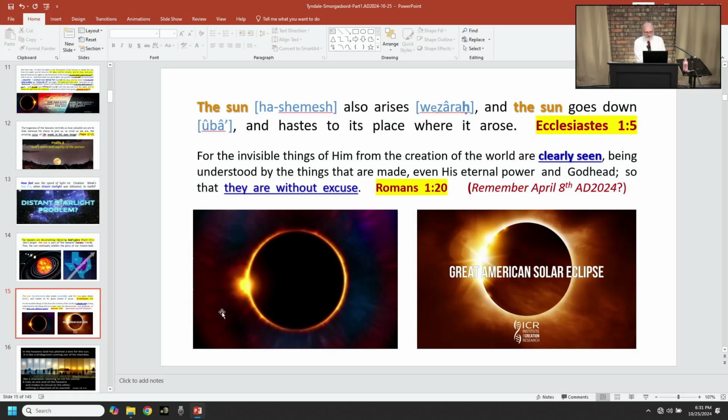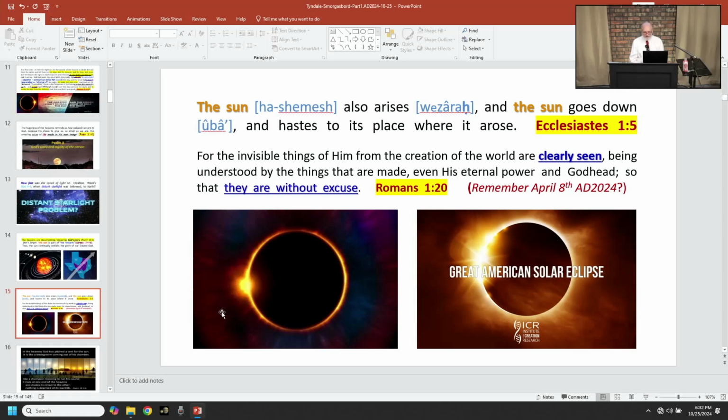But Ecclesiastes 1:5 says that the sun rises and the sun goes down, and it hastes to the place where it arose. It has a very choreographed circuit. Romans 1:20 indicates that the invisible things of Him, talking about God, from the creation of the world are clearly seen. So you don't have to try hard to see evidences of God's creatorship. You don't have to struggle to find the evidence.